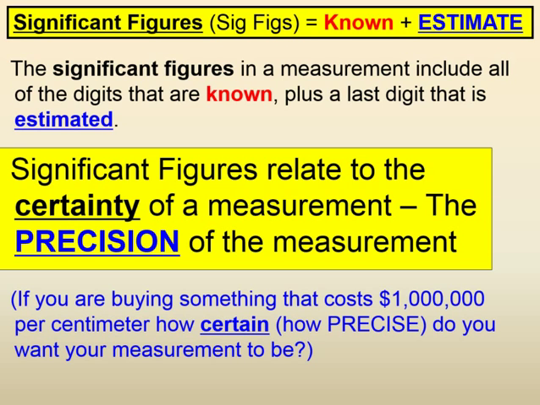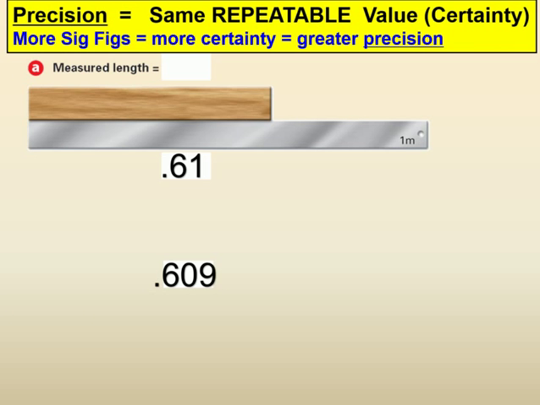That's important because, say, you're buying something that's really, really expensive, I don't know, $1 million per centimeter. How precise do you want that measurement to be? Do you want to be off by a little bit or a lot? You don't want to be off by nothing, right? You want to be very precise, very certain, very confident in your measurement. So significant figures allow you to communicate how certain you are.